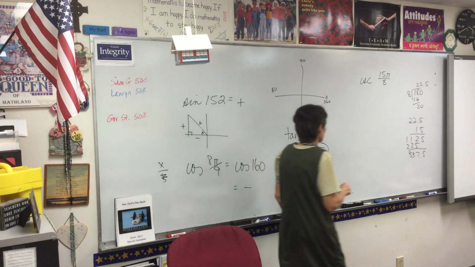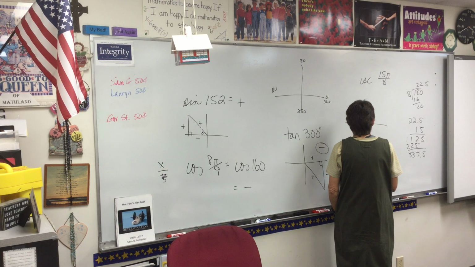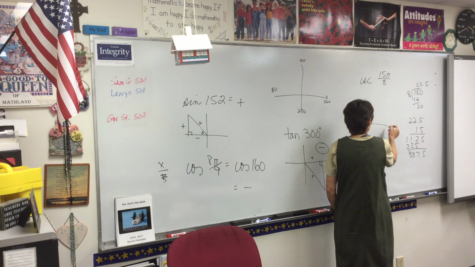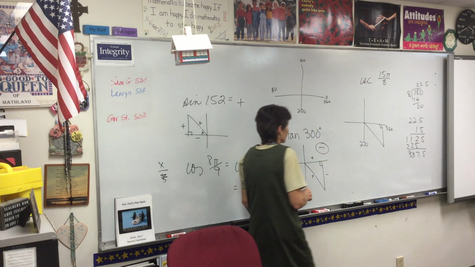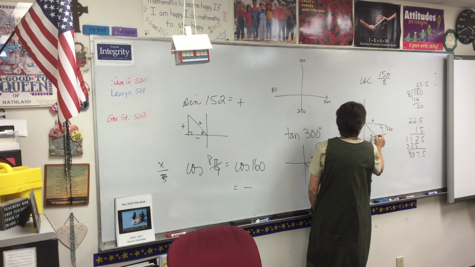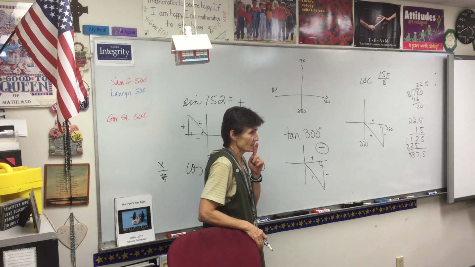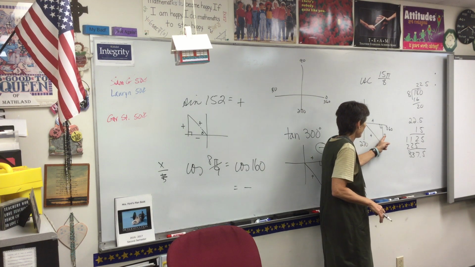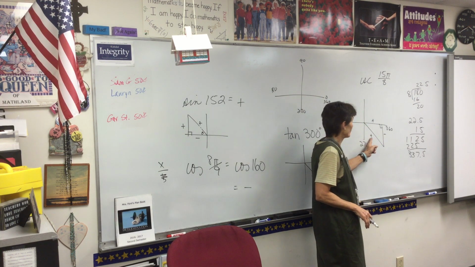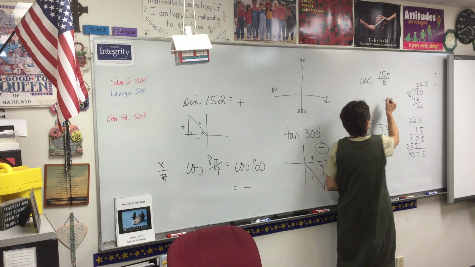Where is 337.5? Well, it's bigger than 270, but less than 360. So isn't it here too? So positive, negative, positive. I want the cosecant. Cosecant is the reciprocal of sine. So sine is opposite over hypotenuse. So it'll be hypotenuse over opposite, which will be positive over negative, which is negative.